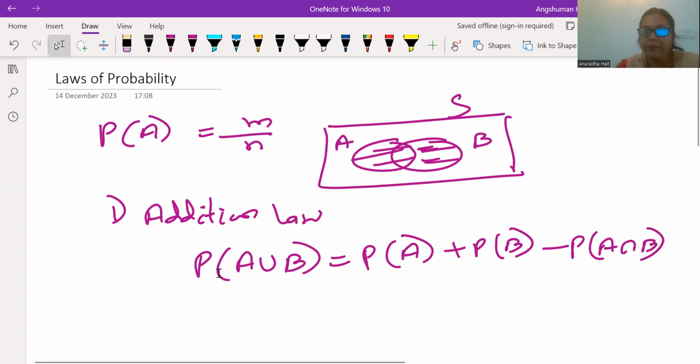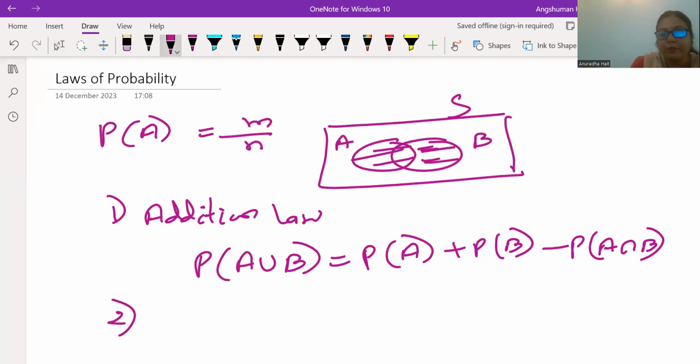And what is the concept of addition law? Addition law tells that if there are two events A and B in the sample space, probability of the occurrence of either A or B or both of them, right? Either A or B or both of them is called the addition law, and this is the formula. Now, second law, before coming to the second law, first we have to know what is the meaning of conditional probability.